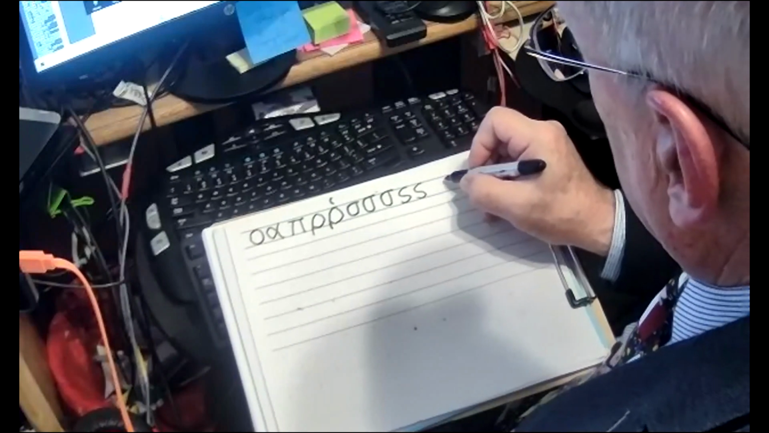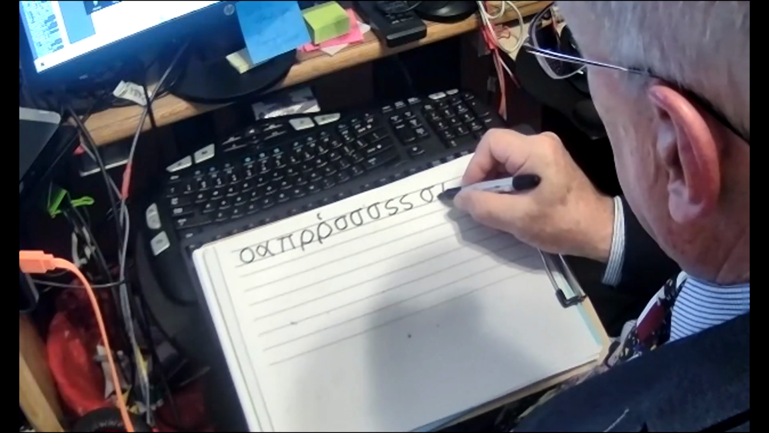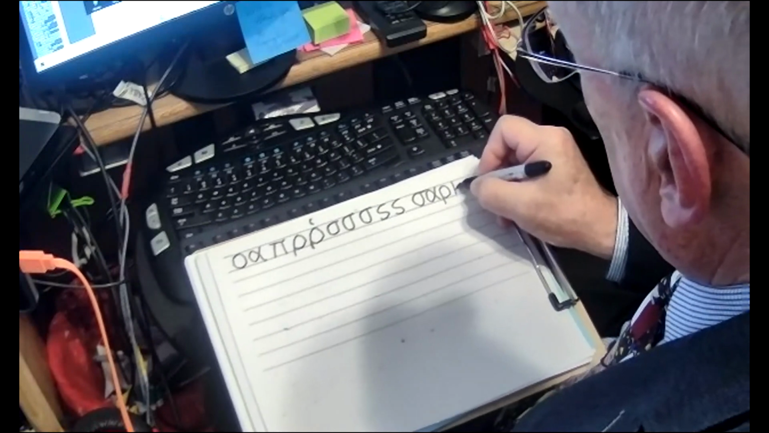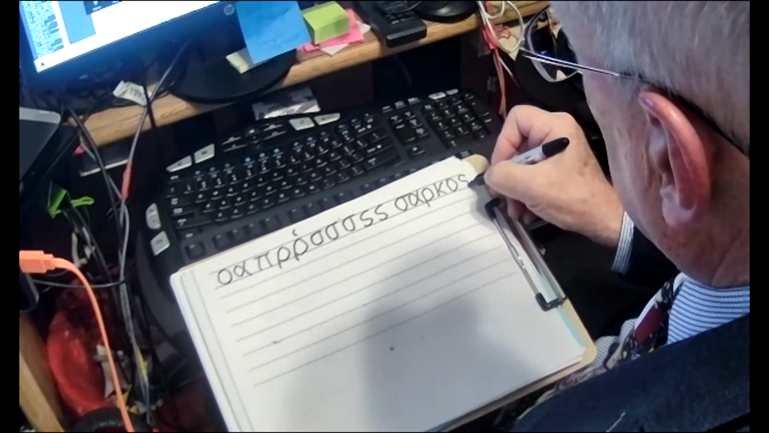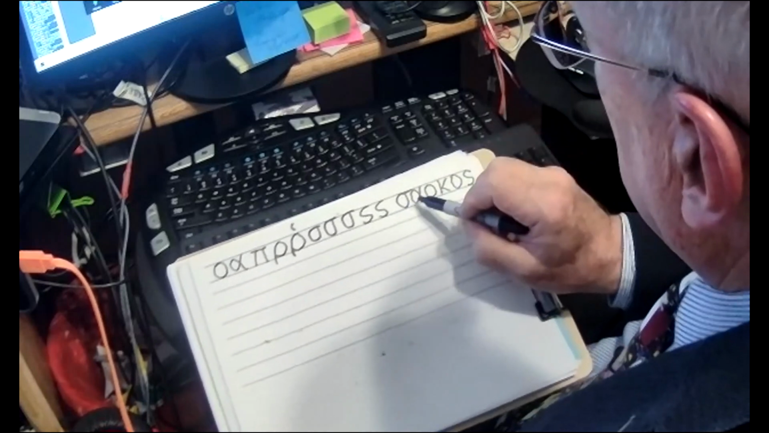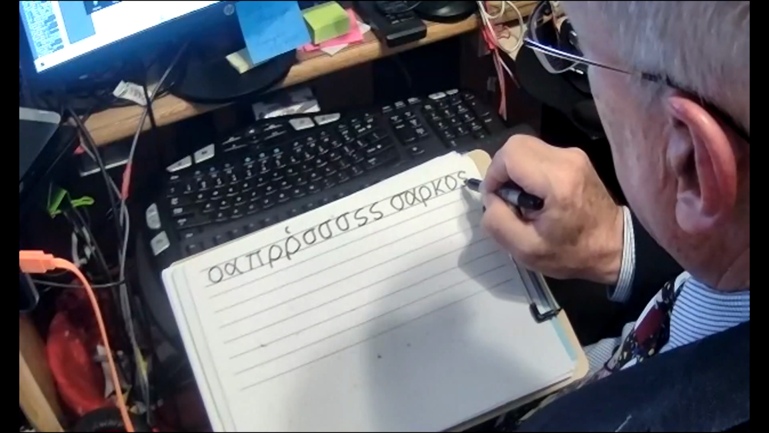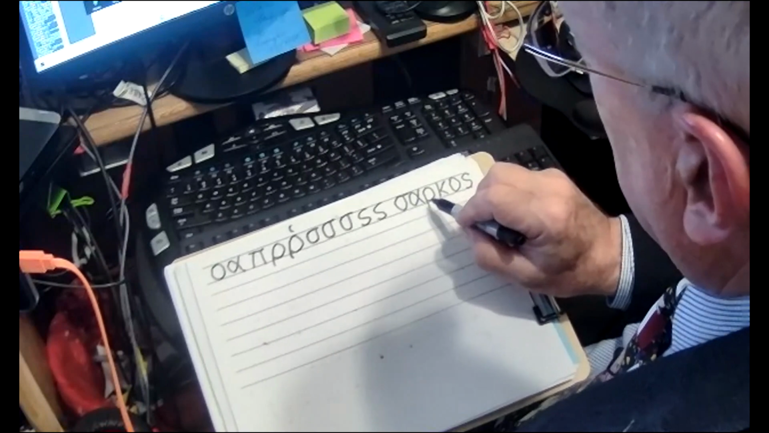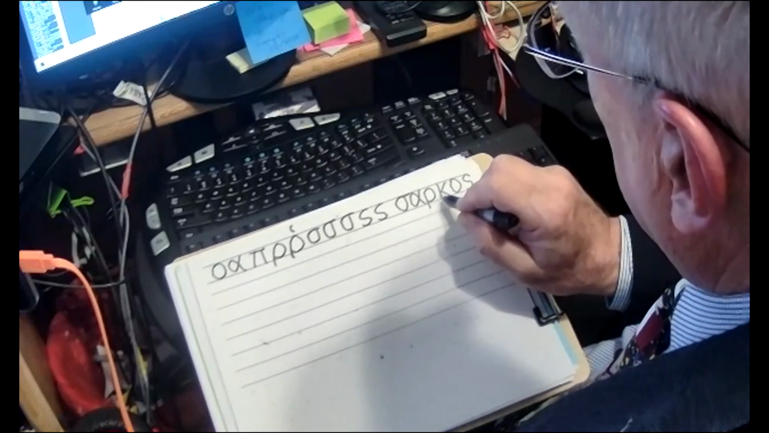sarkos, for example, which is one form of the word for flesh. Here is sigma, alpha, rho, SAR, kappa, omicron, and notice the sigma at the end is different from the sigma at the beginning, but it's the same letter. These are both sigma, and I read this word sarkos, flesh. It's a form of that word. The actual word is sarx, but the genitive form we call it is sarkos.